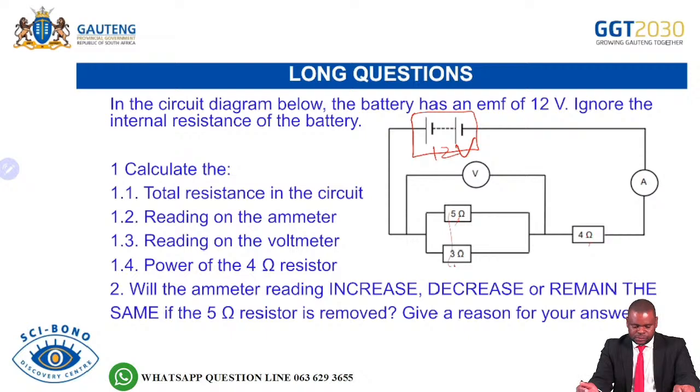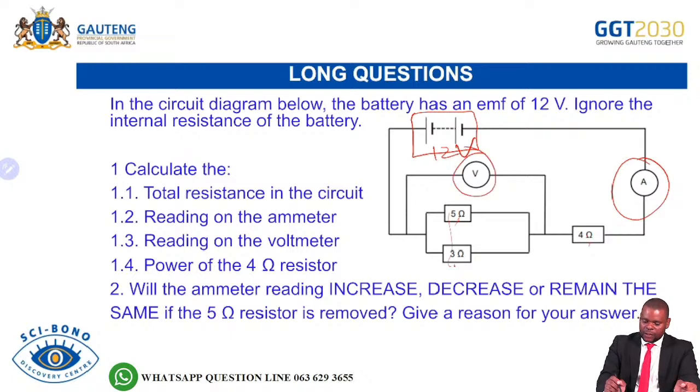Calculate the reading on the ammeter. This is the ammeter, and this is the voltmeter. We have an ammeter, we have a voltmeter. The ammeter is for current, the voltmeter is for potential difference. Are we together, grade 12? Yes.